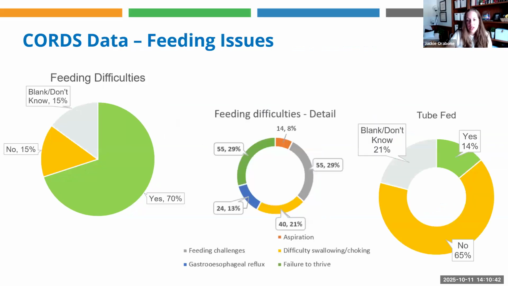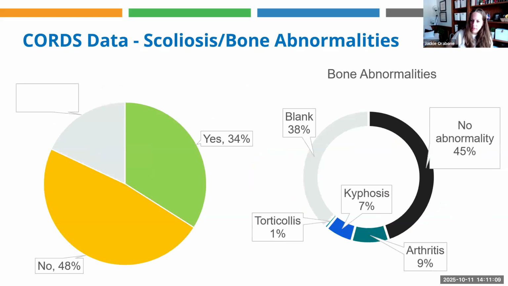We also collect data on feeding issues. So 70% of individuals have been reported to have feeding difficulties. 14% of those are tube fed. And then some have reflux, aspiration, difficulty swallowing or choking. And 29% were diagnosed as failure to thrive early on. Again, it shows as blank.